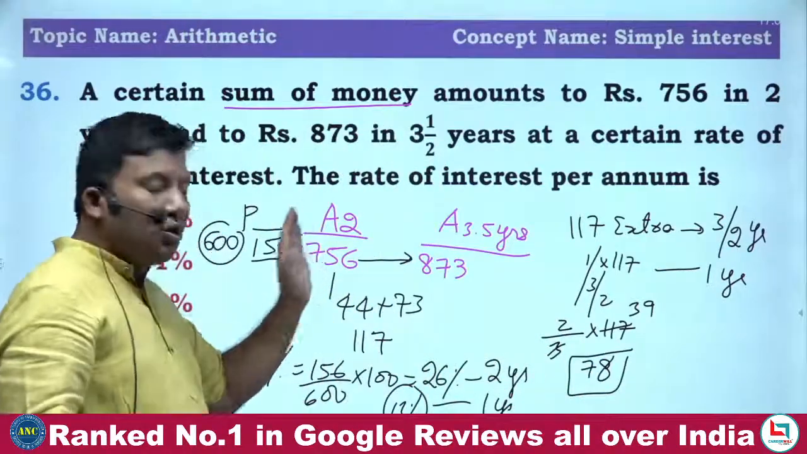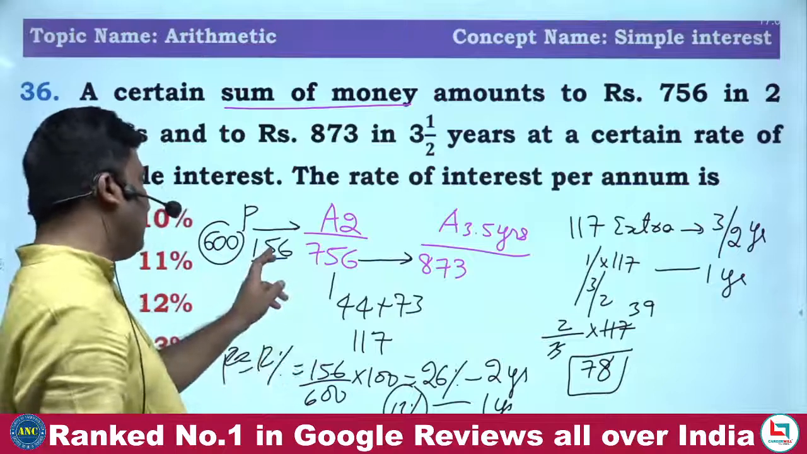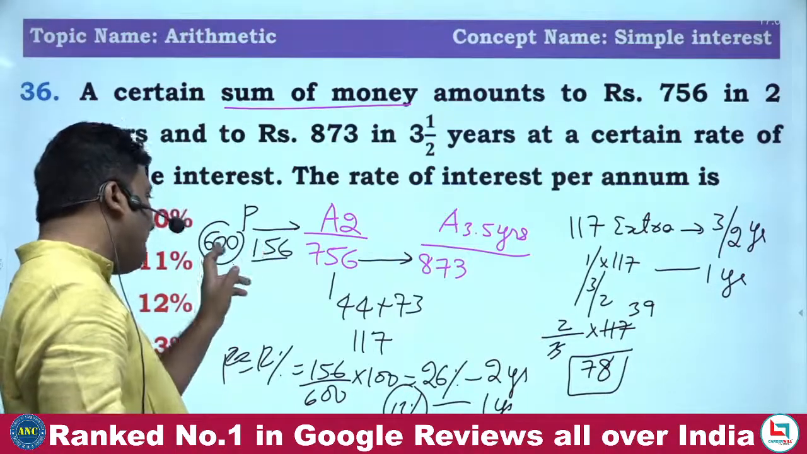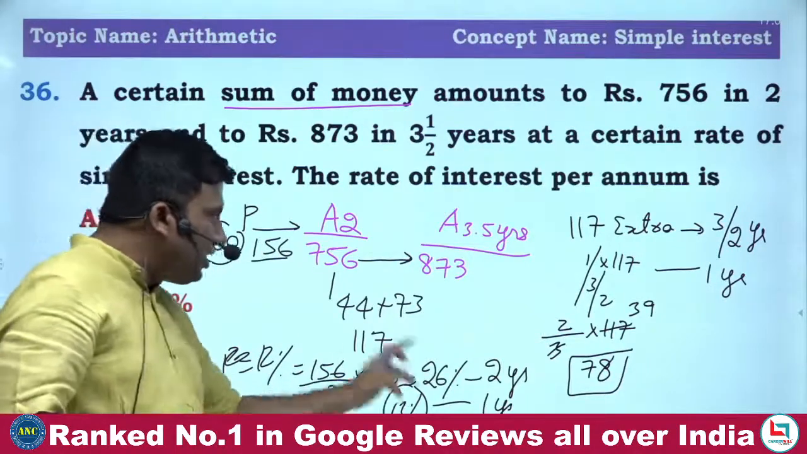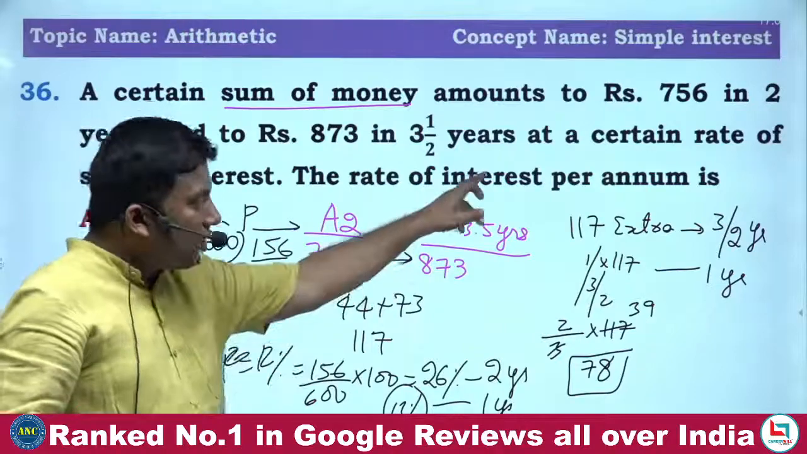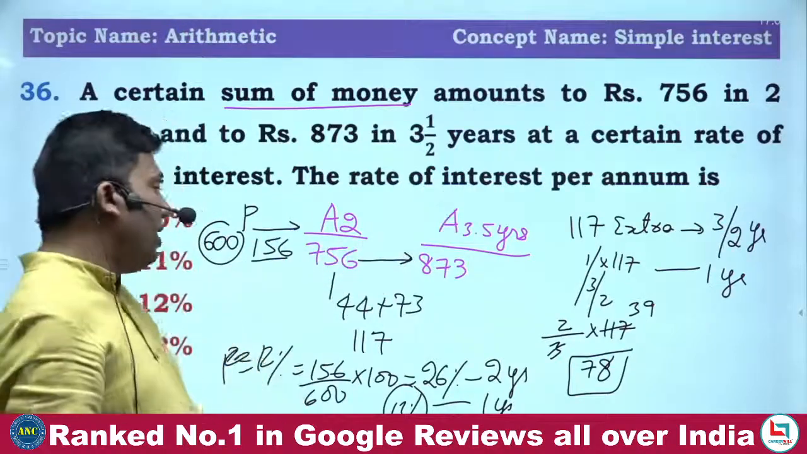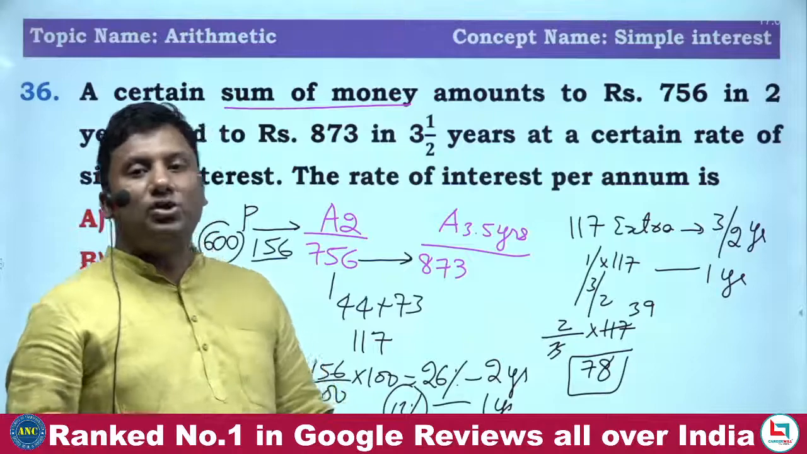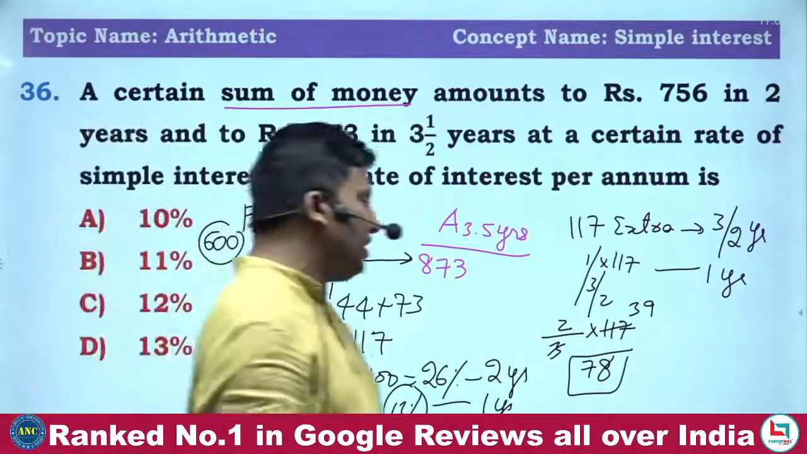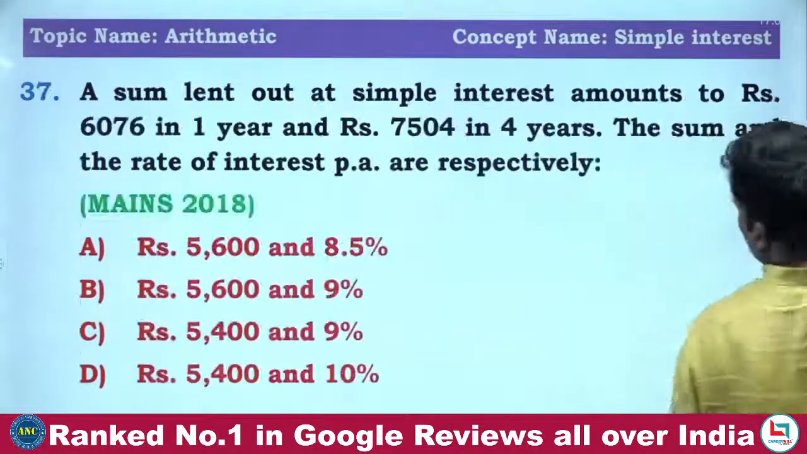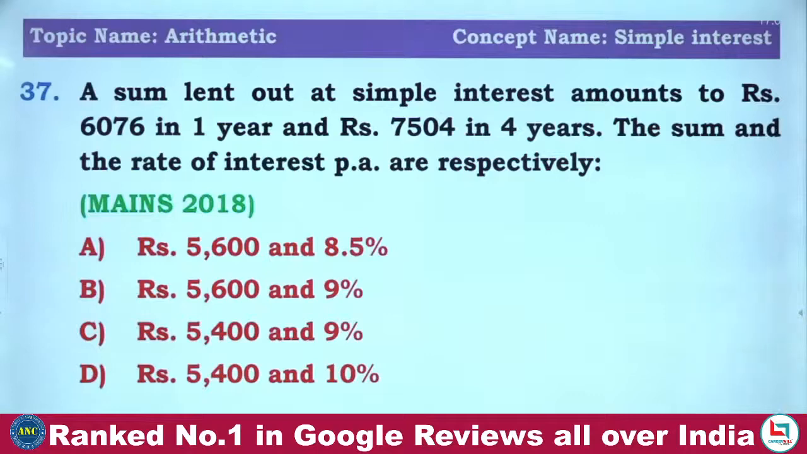For 2 years, how much will it be extra? 156. 156 extra on 600. This is for 2 years. But the question is rate of interest per annum. Per year it will be 1 by 2 into 26. Answer is 13. I hope the idea is very clear.